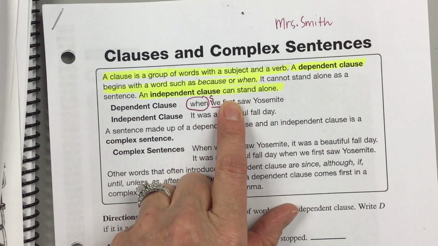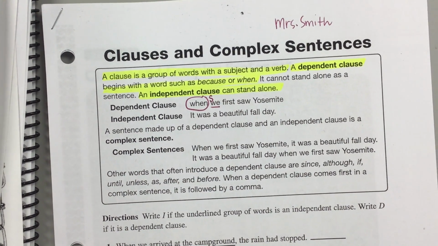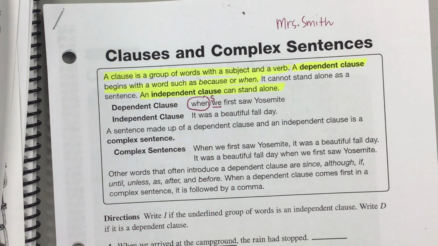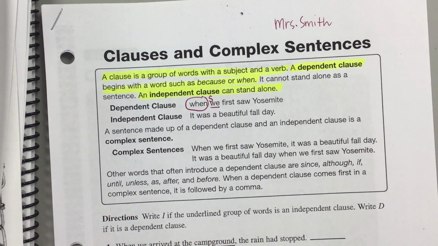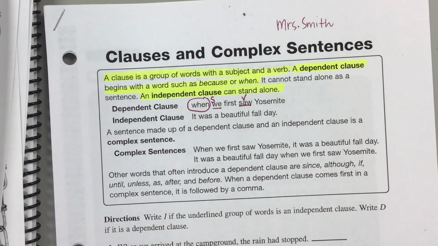Okay, what is the verb or the predicate? We first saw Yosemite. What is being said about we? We what? Saw. Saw is our verb. Underline saw and label it with a V for our verb.